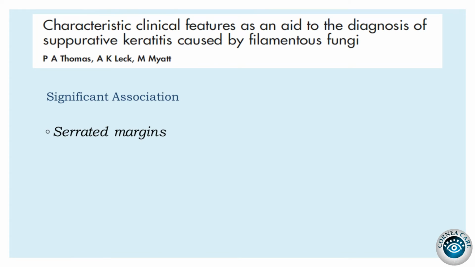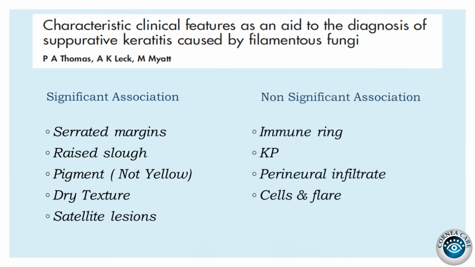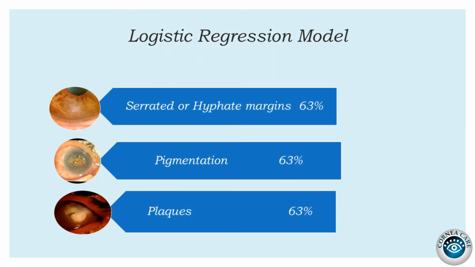Five clinical features: serrated margins, raised lesions, pigmentation, dry surface, and satellite lesions were found to have significant fungal association. On further statistical analysis, the probability of fungal infection was 63% if any of 3 features were present, but increased to 83% if all 3 were present. So hyphate margins, plaques, and pigmentation turned out to be the most important clinical features.